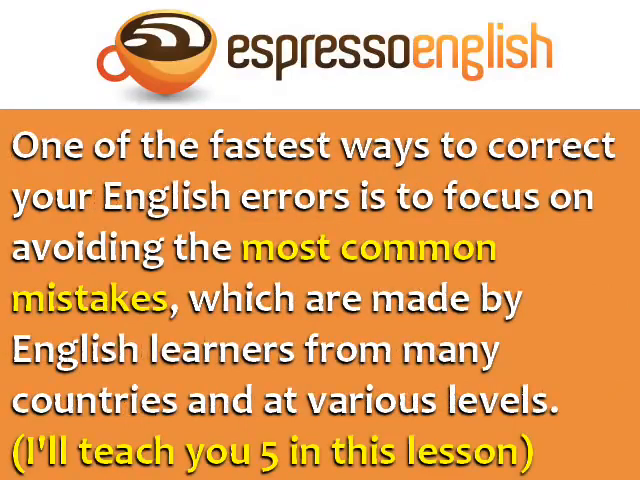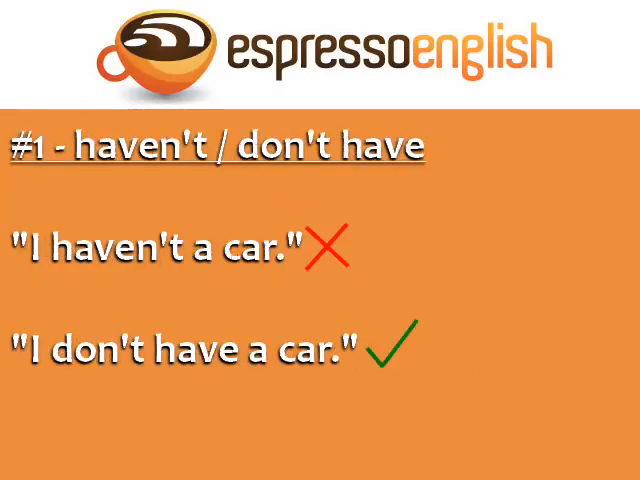However, one of the fastest ways to correct your English errors is to focus on avoiding the most common mistakes, which are made by English learners from many countries and at various levels. I'll teach you 5 in this lesson. Number 1. The difference between haven't and don't have.